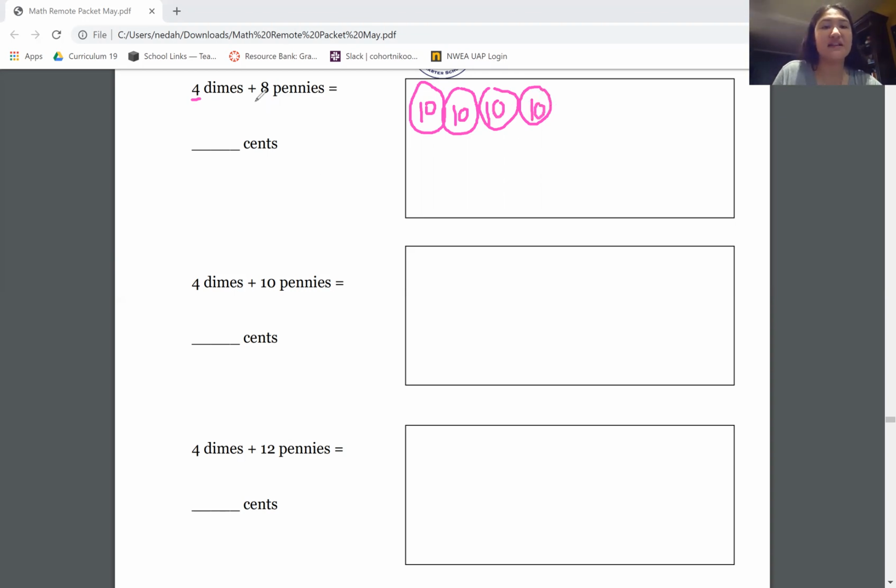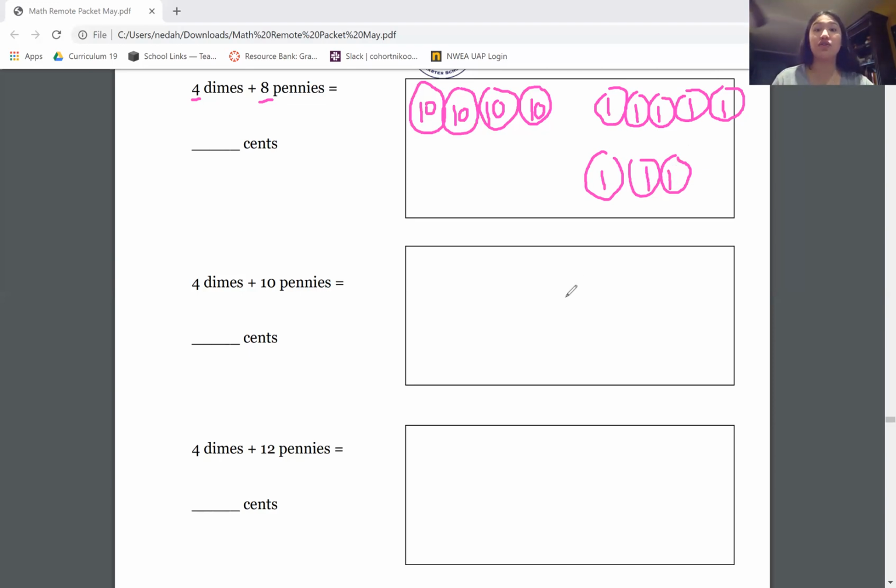Next, it says plus 8 pennies. So now I'm going to start a new row because we have a new coin to show 8 pennies. So I'll draw 1, 2, 3, 4, 5. And remember, we're doing them in 5 groups, so I'm going to stop there. 5, 6, 7, 8. And to draw pennies, remember that I draw 1 inside of each coin to show that it is a penny. Just like that.